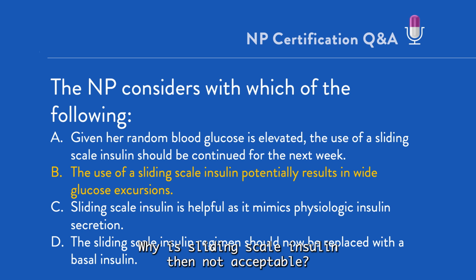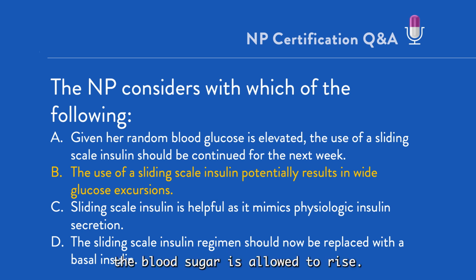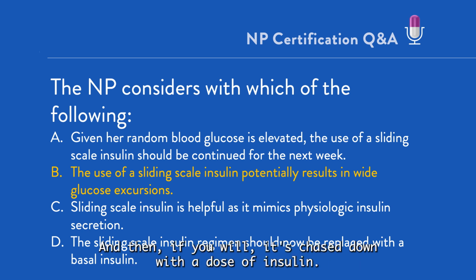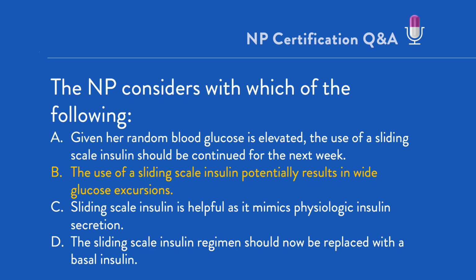Why is sliding scale insulin then not acceptable? Because with this method of glucose control, the blood sugar is allowed to rise, and then, if you will, it's chased down with a dose of insulin. This leads to wide excursions in glucose, either hyper or hypoglycemia.